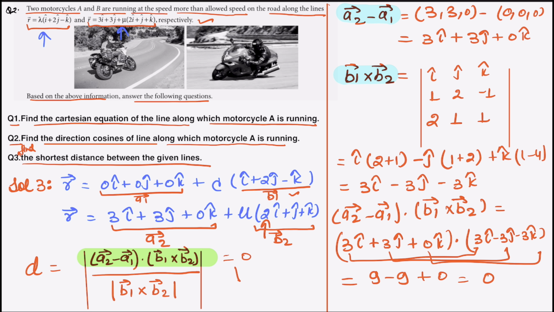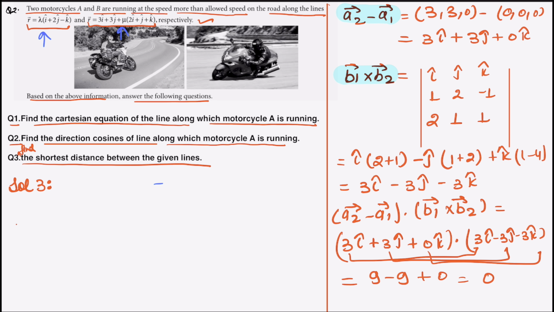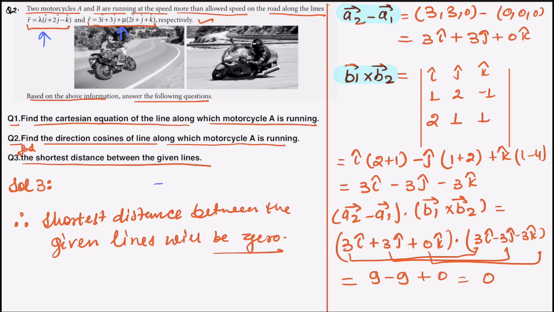Now as the numerator of this distance formula is 0, the distance between these two lines will be 0, meaning these two lines are intersecting lines in 3D. So in words we write: therefore the shortest distance between the given lines will be 0, meaning these lines are intersecting lines. Okay, here we end the video.